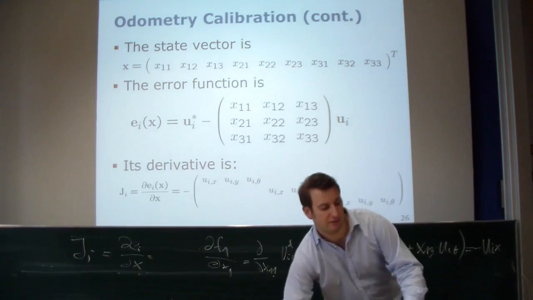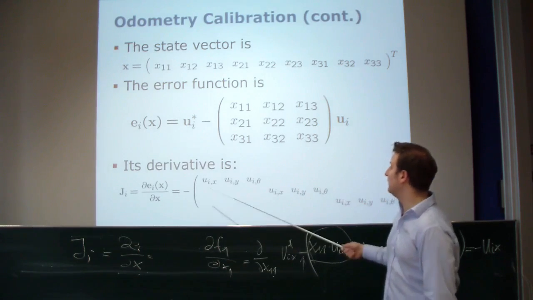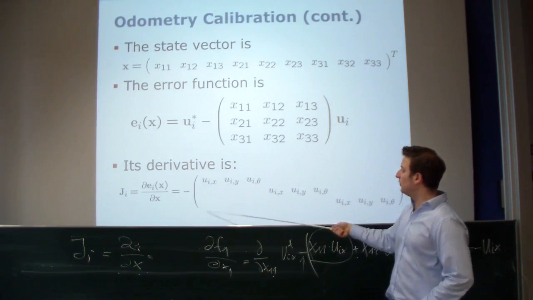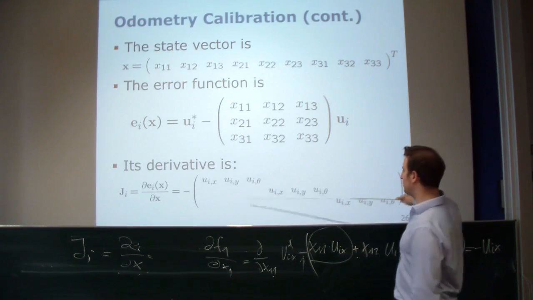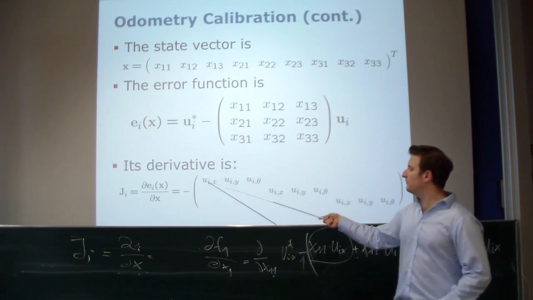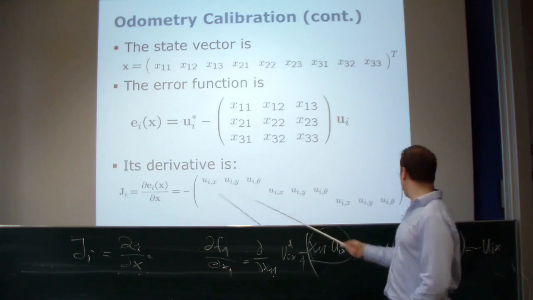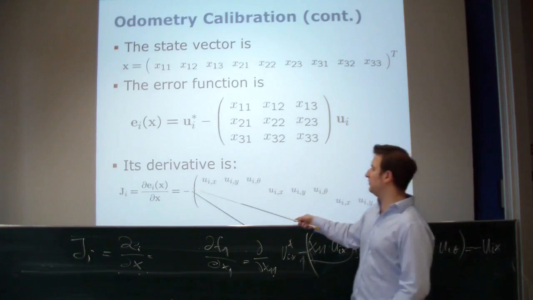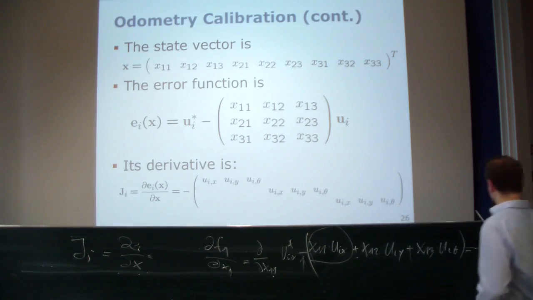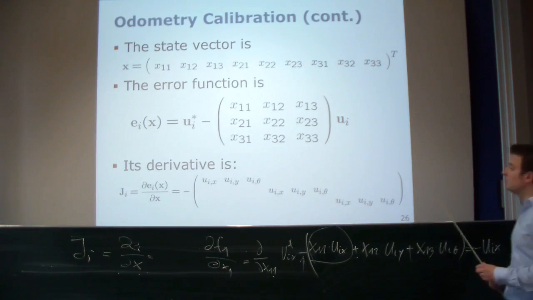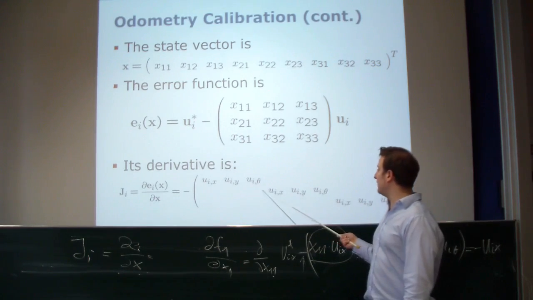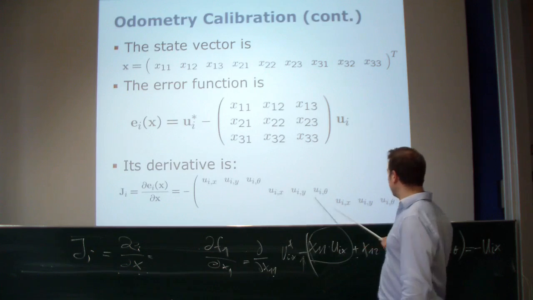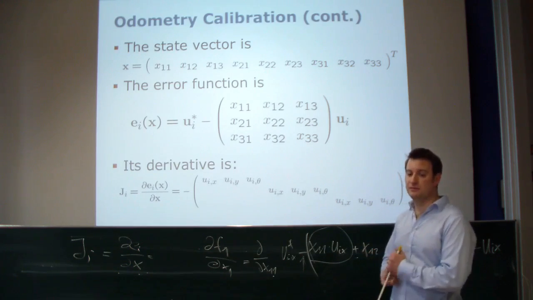So what is left over is, all values which are not shown here are zeros, so everything else is filled with zeros. The first element is just minus u_ix. It's exactly the value we derived. And so it's u_iy, u_i theta for the second one, and the same thing repeats over here.